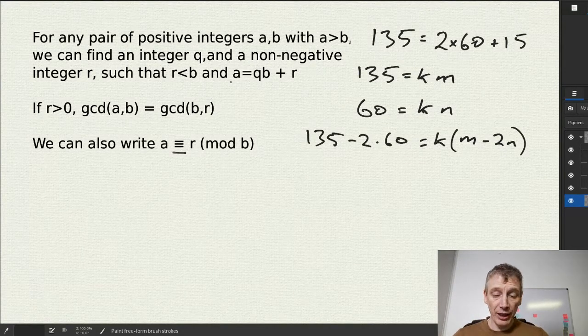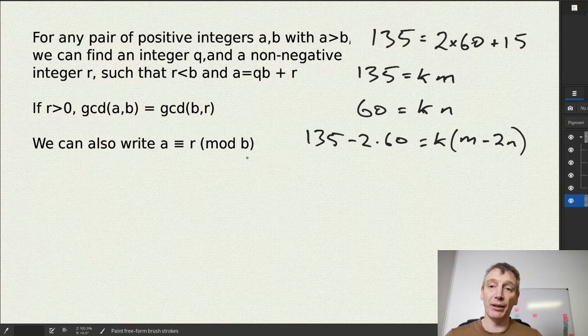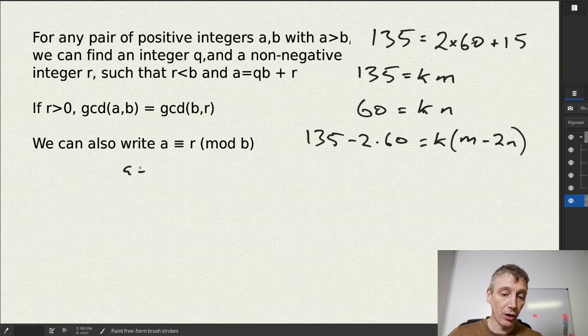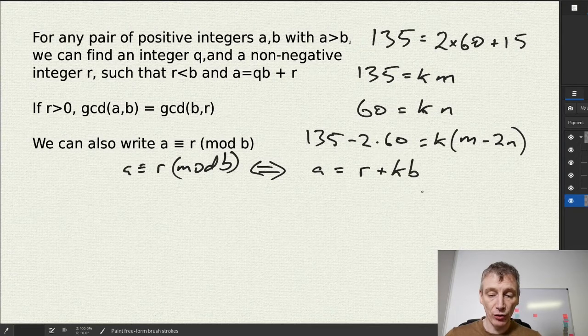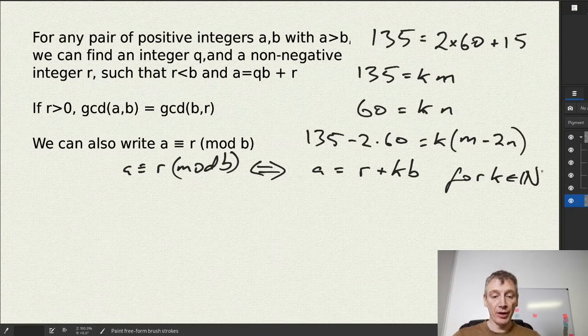So we can write this as a is congruent to r modulo b. And we're going to get to modular arithmetic later. All you need to know is that a is congruent to r mod b is the same thing as a is equal to r plus k times b for some k in the natural numbers. So this gives us an algorithm that we can use to find a greatest common divisor.